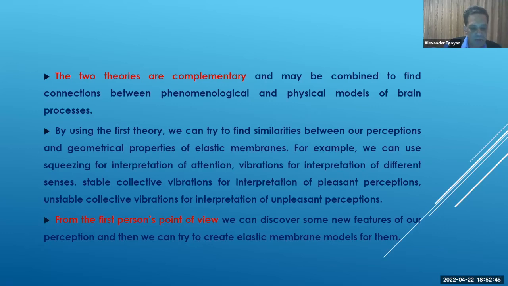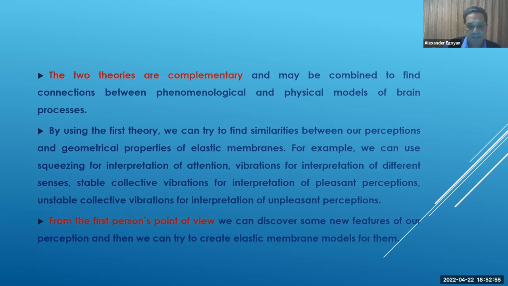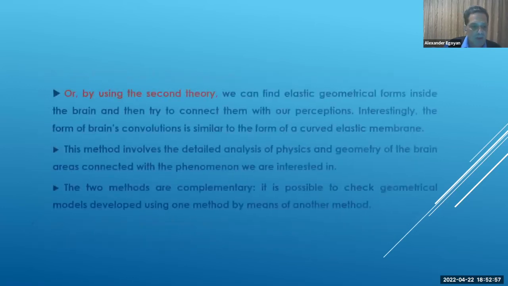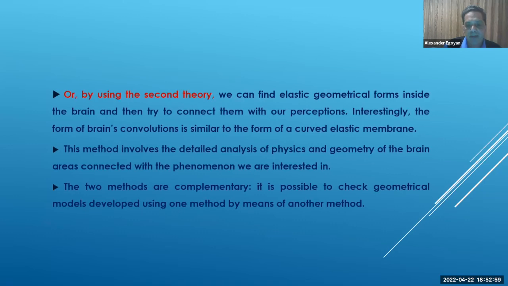From the first person's point of view, we can discover some new features of our perception, and then we can try to create elastic membrane models for them. Or by using the second theory, we can find elastic geometrical forms inside the brain and then try to connect them with our perceptions. Interestingly, the form of brain's convolutions is similar to the form of a curved elastic membrane.